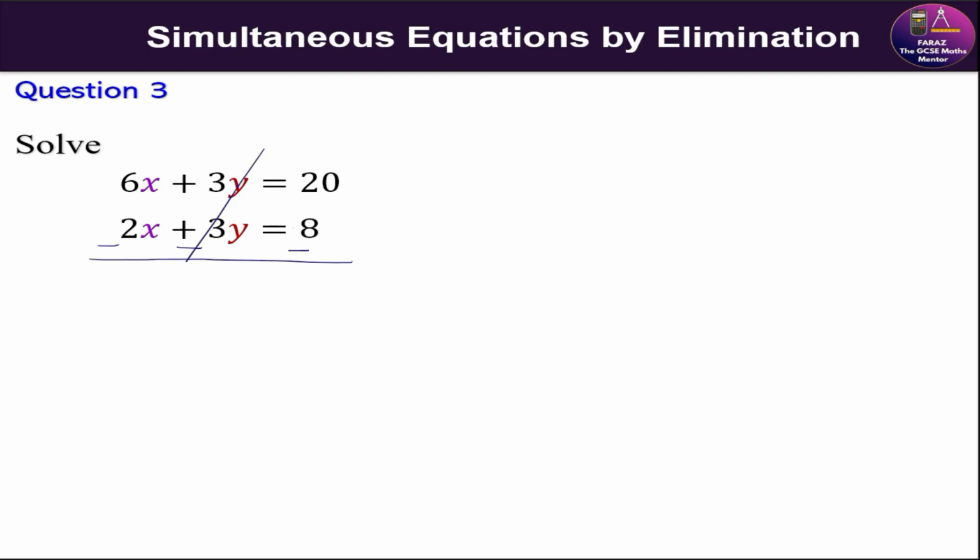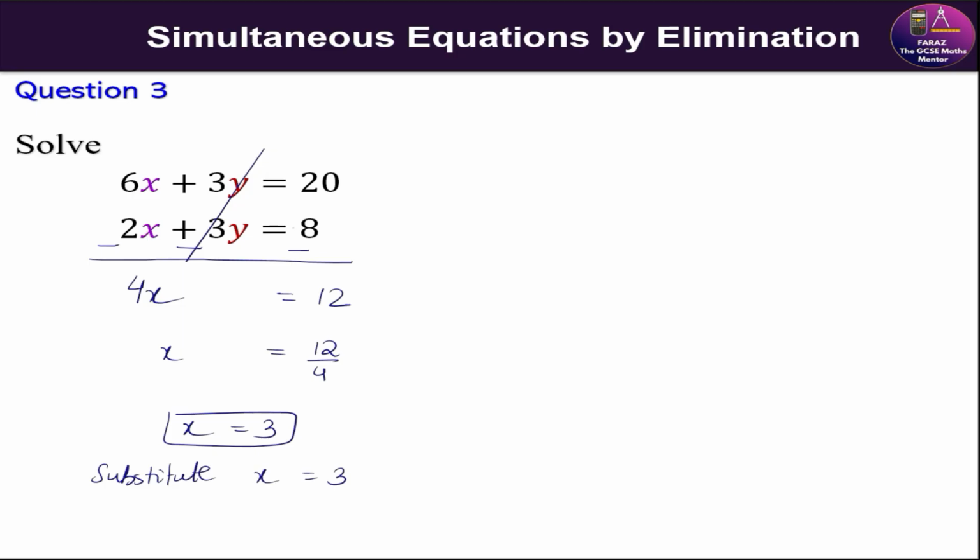And 6x minus 2x is 4x equals 20 minus 8. That would be 12. Dividing by 4 on both sides, it will give you x equals 12 over 4, which means x equals 3. Now you have to substitute this x equals 3 in any equation you want. Let's say we do it in equation number 1.